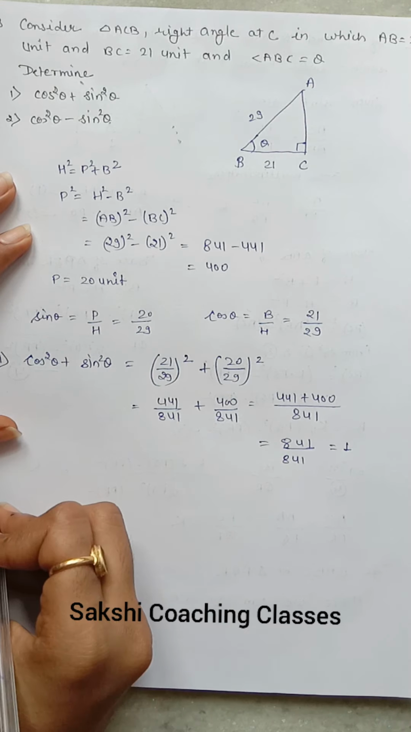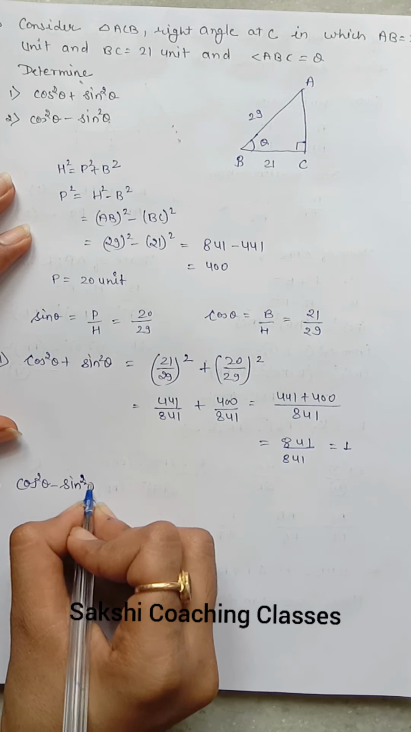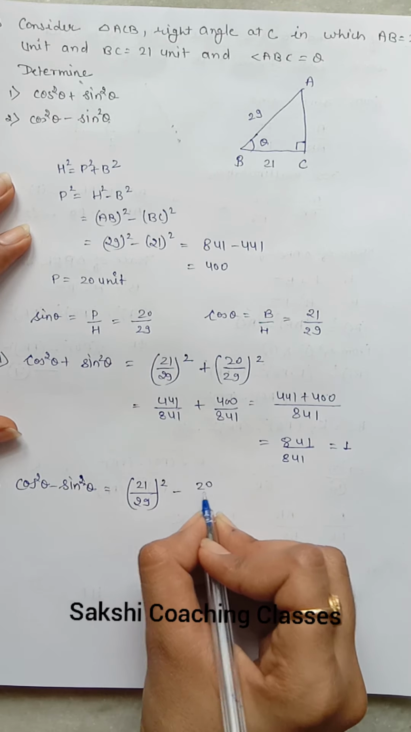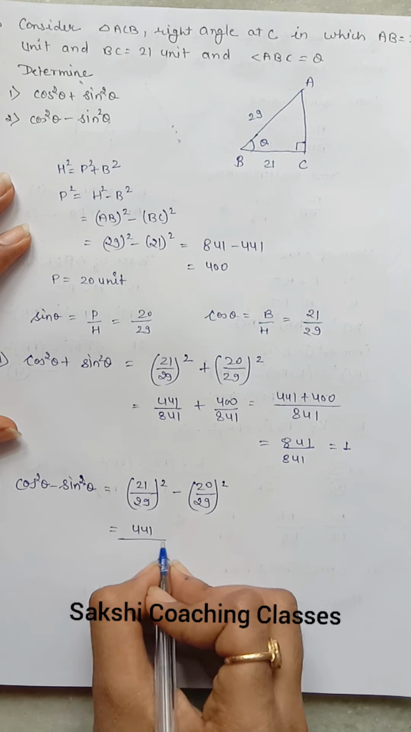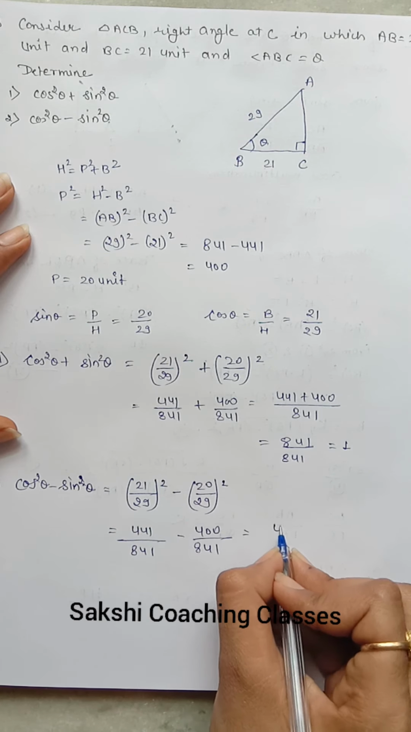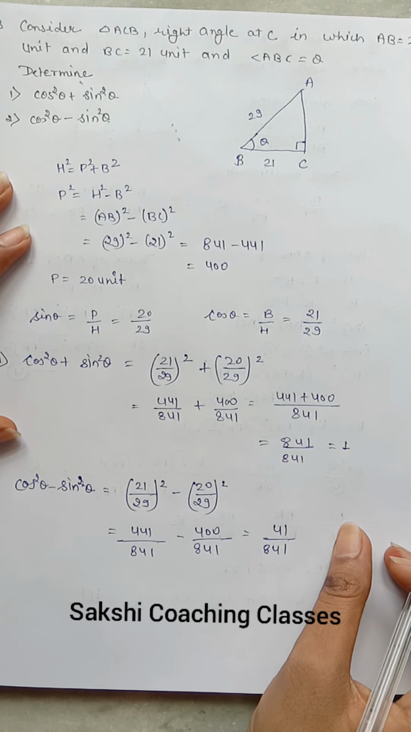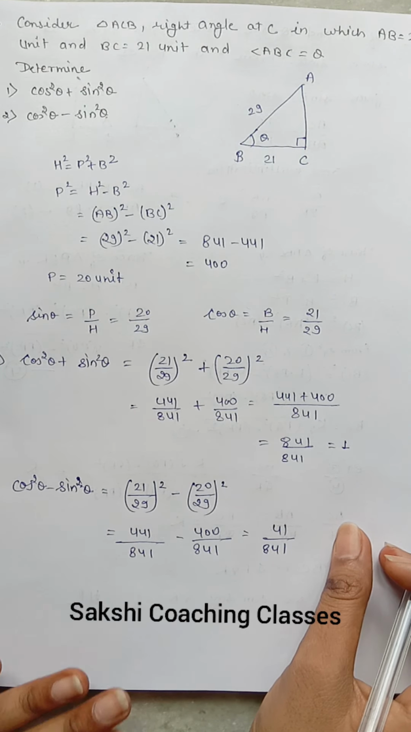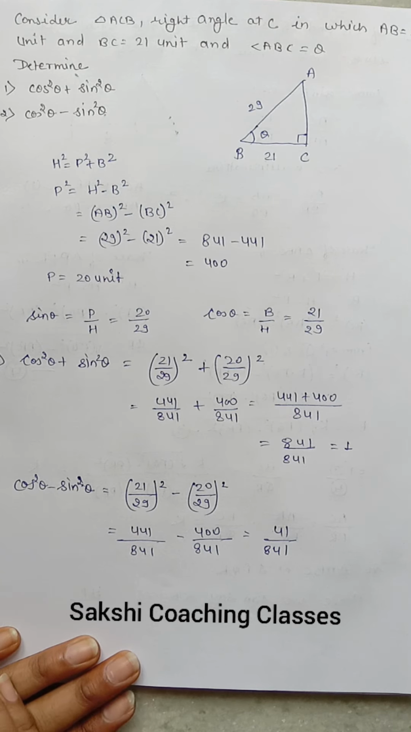This is the answer. The second one, cos square theta minus sin square theta, is equal to 21 upon 29, square of that, minus 20 upon 29, square of that, which is 441 upon 841 minus 400 upon 841. We will subtract it, 41 upon 841 is our answer. Okay, so in this way we can find the values of cos square theta plus sin square theta and cos square theta minus sin square theta.